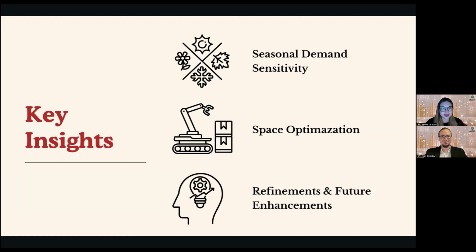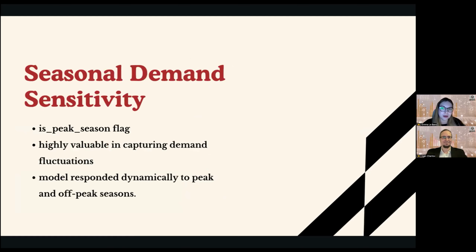We're going to dive a little bit into the key aspects of our project, which will be the seasonal demand sensitivity, the space optimization, and finally, we will go through some refinement and future enhancement. First off, we of course noticed the importance of having a good estimate of the seasonal demand and the sensitivity of this seasonal demand. The peak season flag, which we created, was very useful for that. It allows the model to effectively capture demand fluctuation and ensure that the model is responding dynamically to both the peak and off-peak season for each category of item.